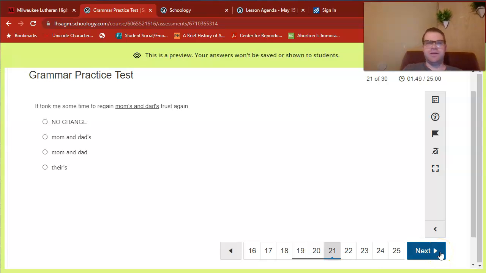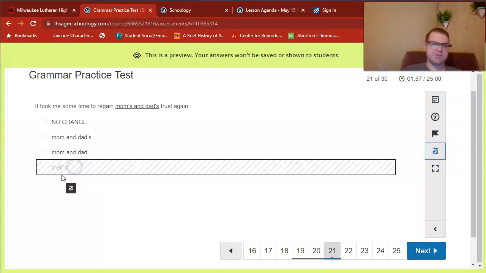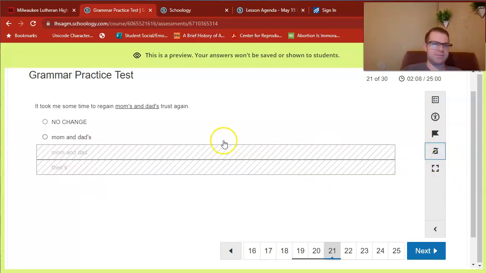Another tricky apostrophe. It took me some time to regain Mom's and Dad's trust again. If I'm using elimination, I can get rid of theirs. One rule we talked about with apostrophes this semester is that possessive pronouns never have apostrophes. And I know I can get rid of C as well. I know I need some kind of apostrophe S here. Our correct answer is going to be B.